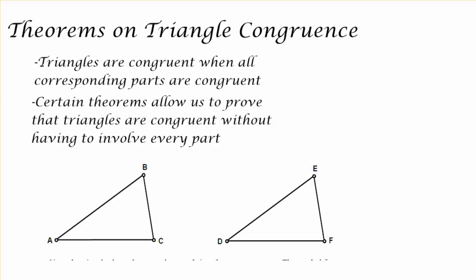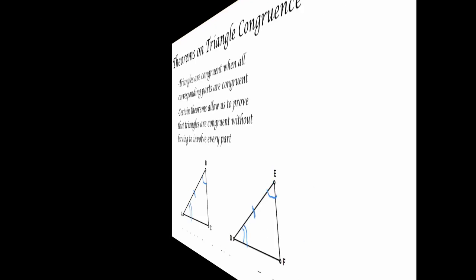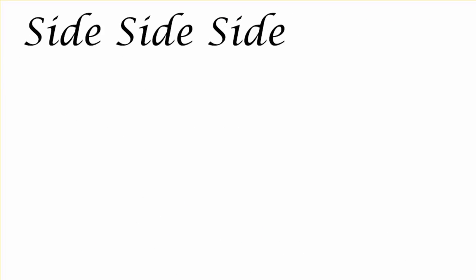Now, certain theorems allow us to prove that triangles are congruent without having to involve every single part. That means we wouldn't have to know about each side being congruent to its corresponding side or each angle. So what would those theorems be? Would I have enough by saying that this angle is congruent to this angle and this side to this side? What specifically do I need to know in order to show that triangles are congruent?